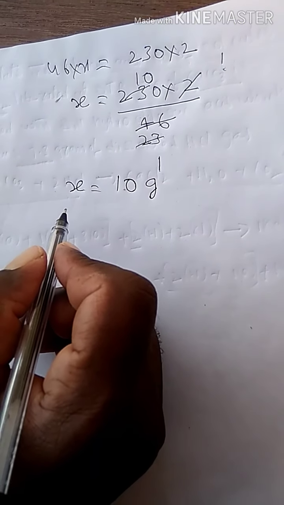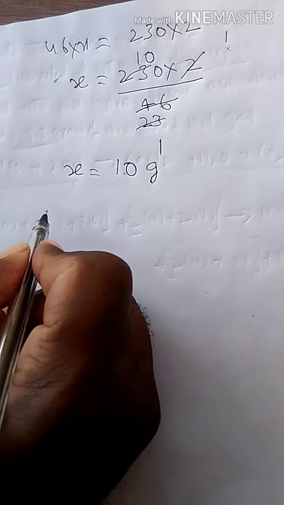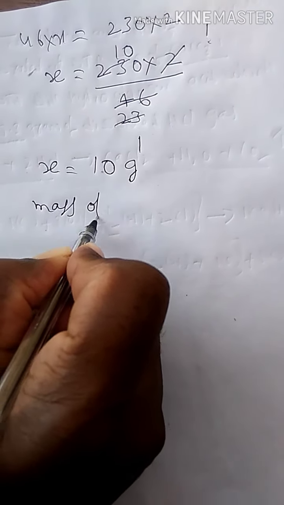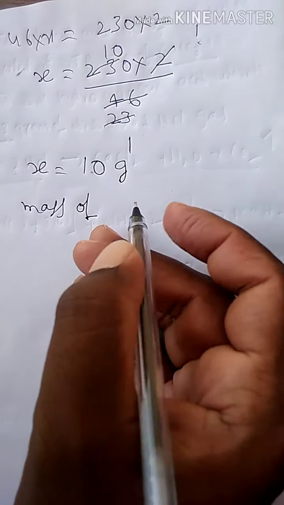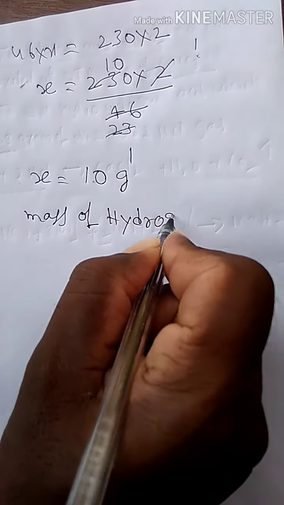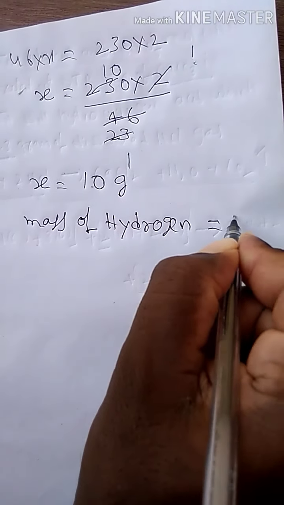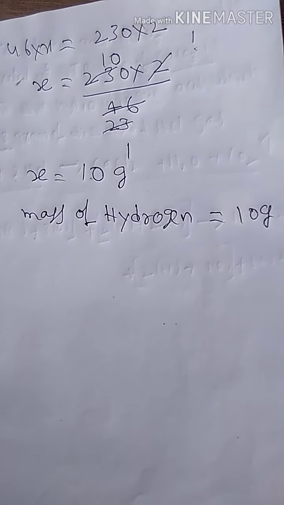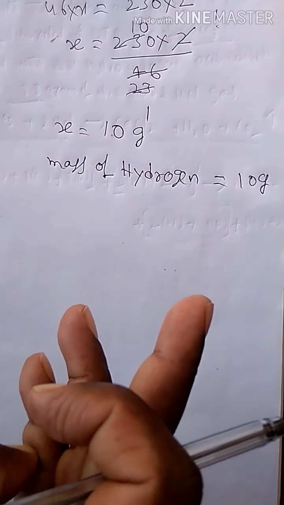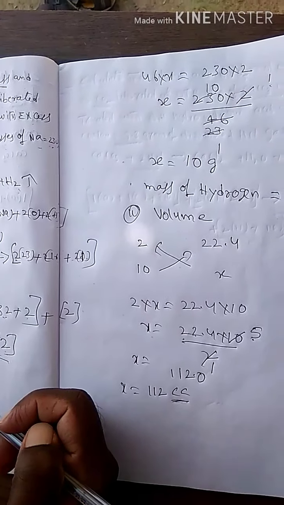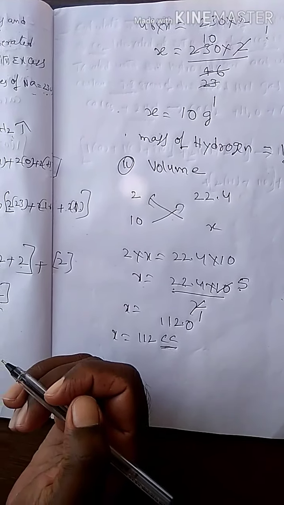X means hydrogen, so the mass of the hydrogen is 10 grams. So the mass is already calculated. Now in the question he is asking for the volume, mass, and number of molecules. We got the mass of the hydrogen. Now we are going for the volume.